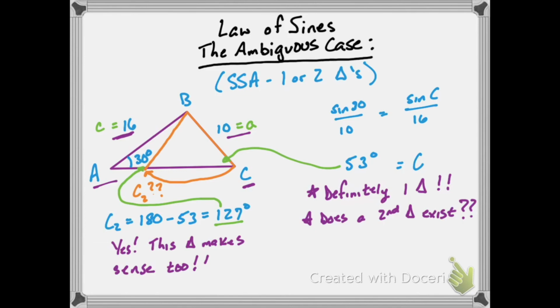If these two angles added up to more than 180, we'd say a second triangle isn't possible. But because both scenarios make sense, we say two triangles exist.